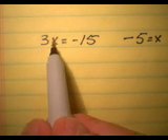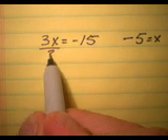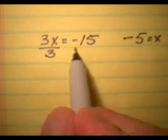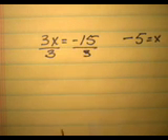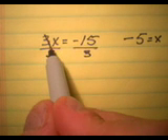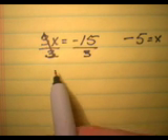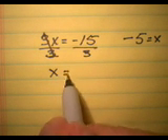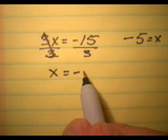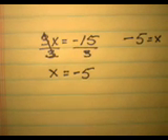I have 3 times x, so I want to divide this side by 3. Now, to be fair, I need to divide both sides by 3. Here, if you notice in fractions, I have a big 1. 3 divided by 3 is 1, so I have 1x. And over here, I, of course, have negative 5. So x equals negative 5. Again, either way will get you to the solution.